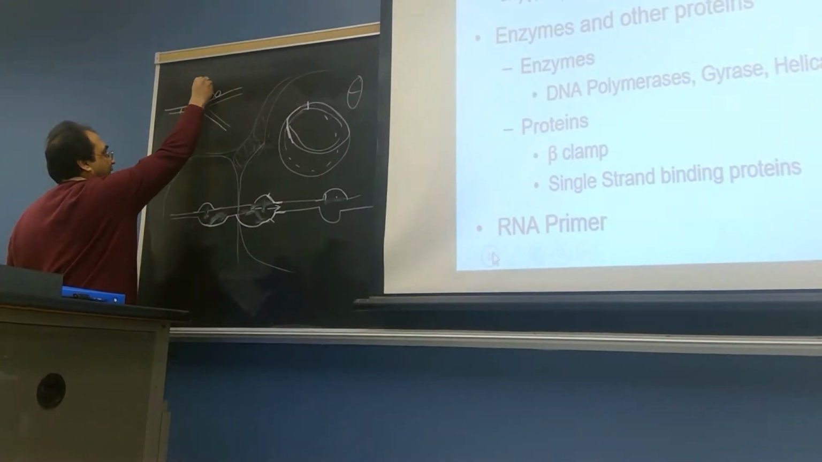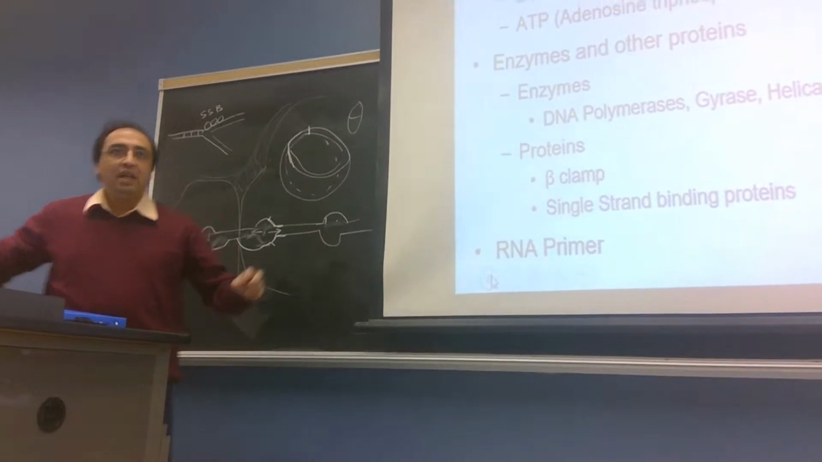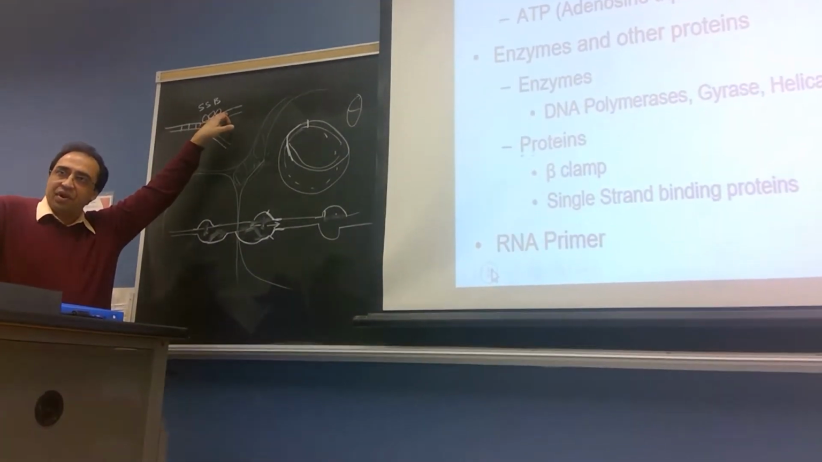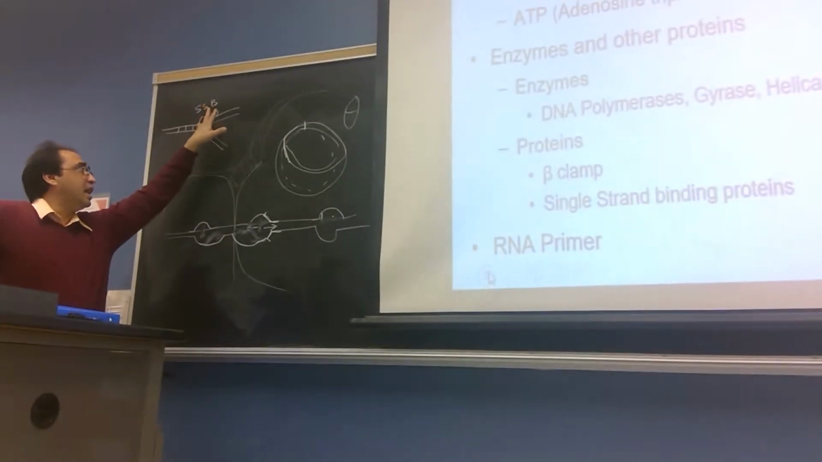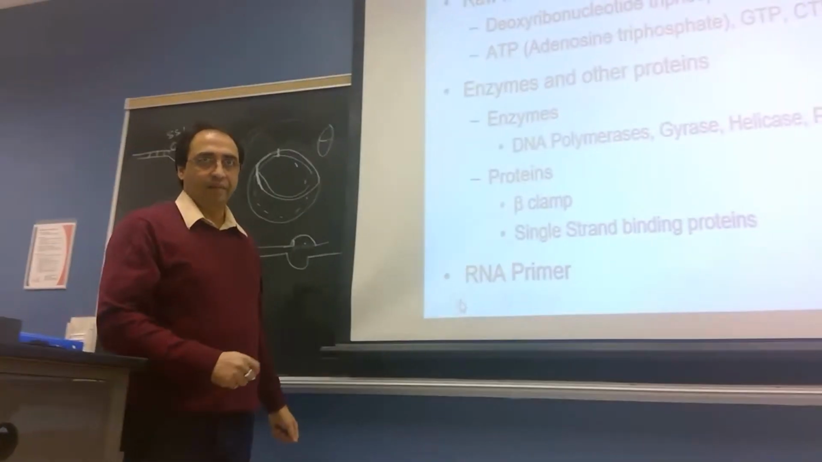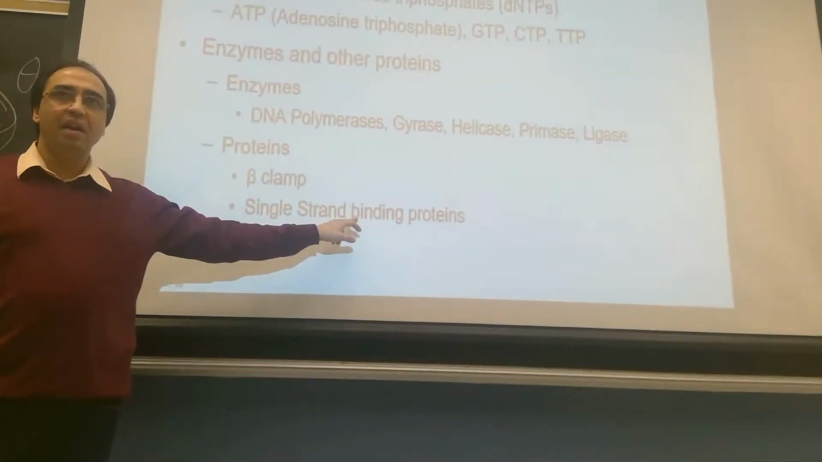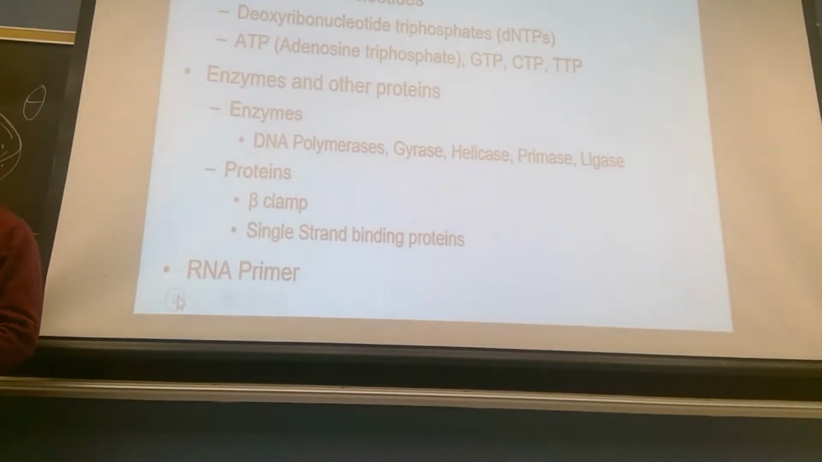These are called SSP or single strand binding protein. They are binding to this single strand until the replication is going on. They are holding those single strands not to rejoin again. Those are called single strand binding proteins. And another protein is there that is called a beta clamp.